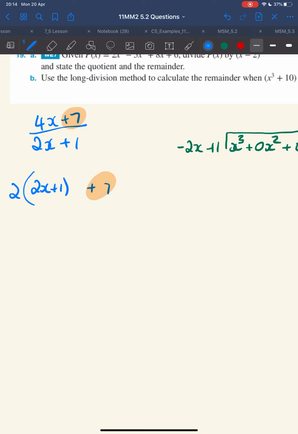Now I need to see what I've added. 2 times 2x is 4x, so that's checked. 2 times 1 is plus 2, so I'm going to subtract 2 straight away to get rid of it.